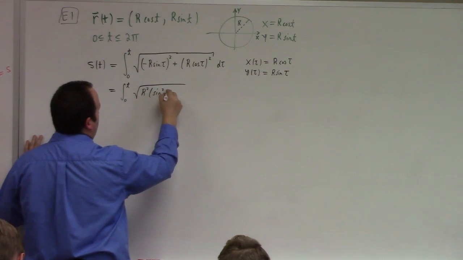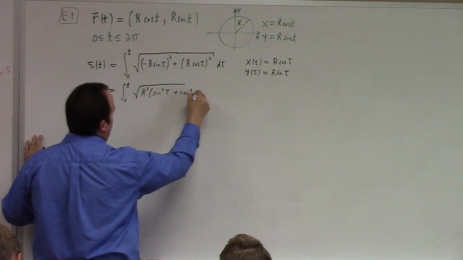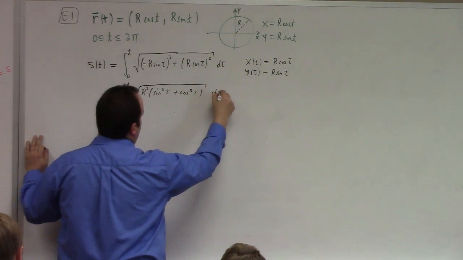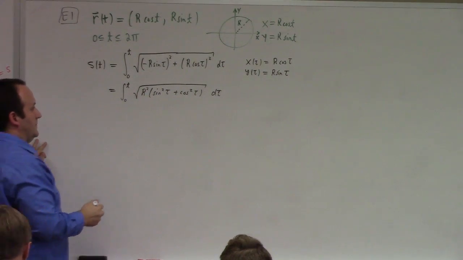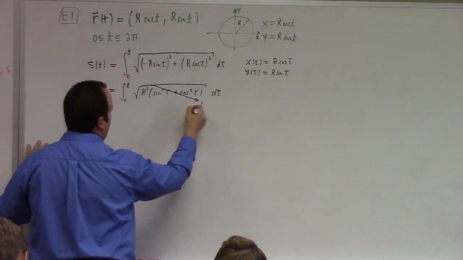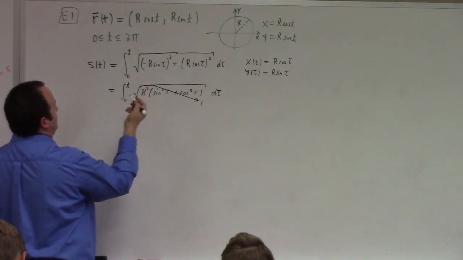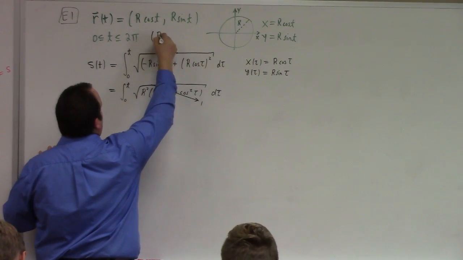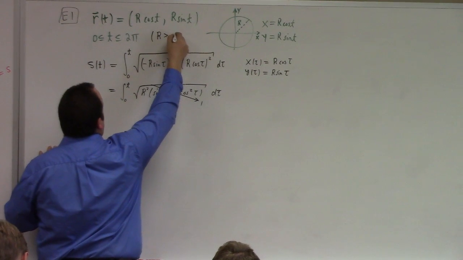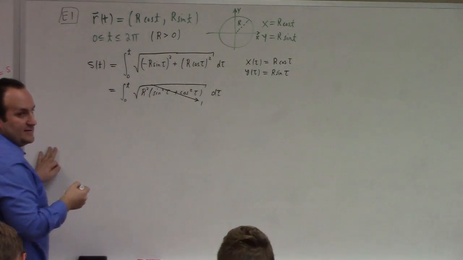We have sine squared tau plus cosine squared tau, which is otherwise known as? Yeah, that's just 1, right? And then the square root of r squared. Now, what do we assume about r? I should have said at the beginning, but don't be weird. R is positive, right?